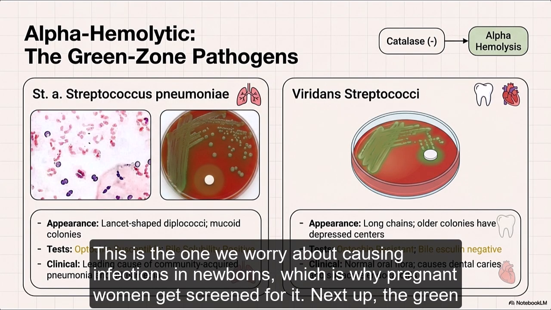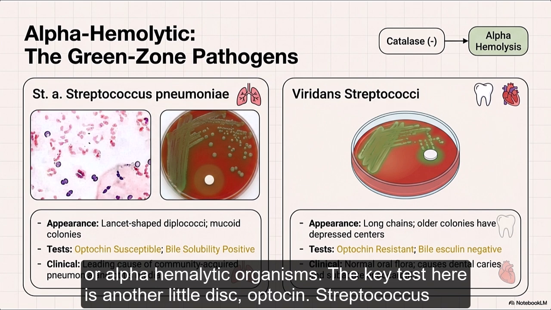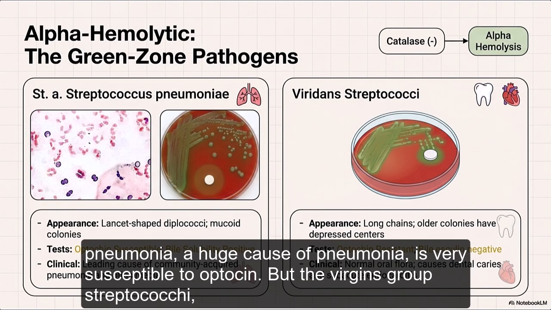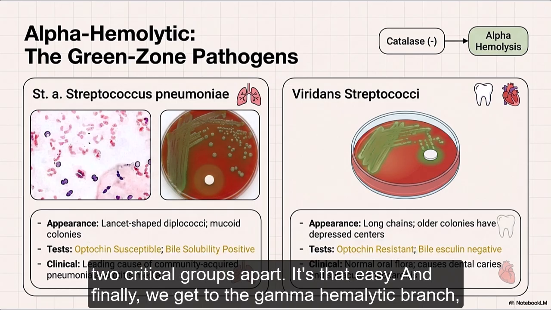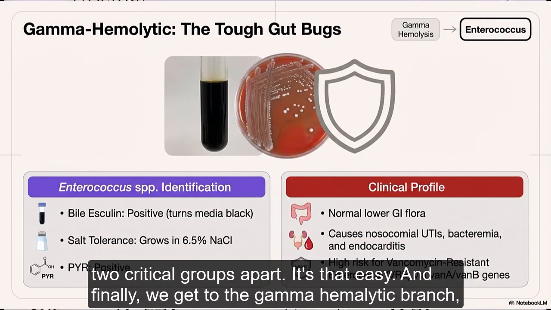Next up, the green zone, or alpha-hemolytic organisms. The key test here is another little disc, optochin. Streptococcus pneumoniae, a huge cause of pneumonia, is very susceptible to optochin. But the Viridans group Streptococci, they're normal in our mouth, but can cause serious heart infections called endocarditis, are resistant. So again, one simple disc tells these two critical groups apart. It's that easy. And finally, we get to the Gamma-Hemolytic branch.